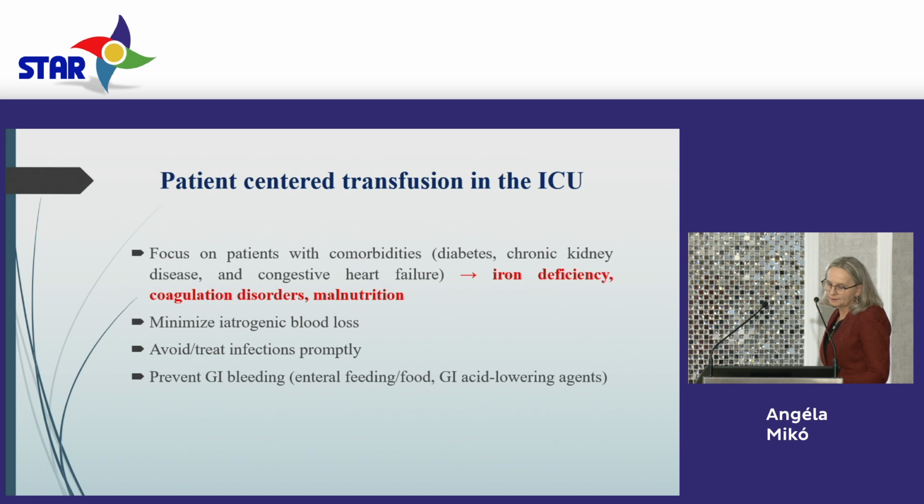On the other hand, we should optimize iron deficiency, coagulation disorders, and malnutrition, and minimize iatrogenic blood loss to minimize the incidence of anemia and decrease the incidence of transfusion in the ICU.